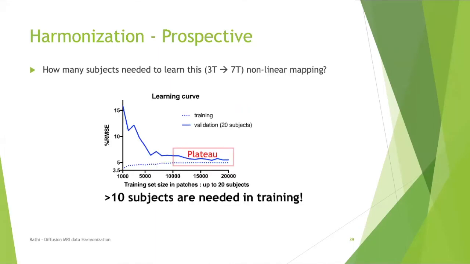And what we found was that what this plot is showing you is, again, how many data sets were needed to learn this nonlinear mapping. And because this is patch based, we used about 1000 patches per subject. And so what you see is that on the validation set, a plateau starts to occur at about 10,000 patches, or about 10 subjects. So we needed at least 10 subjects to train using this particular deep CNN model. And what about the results?